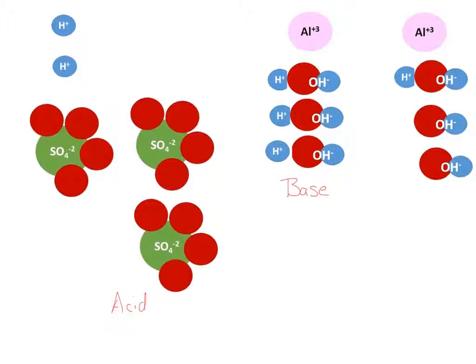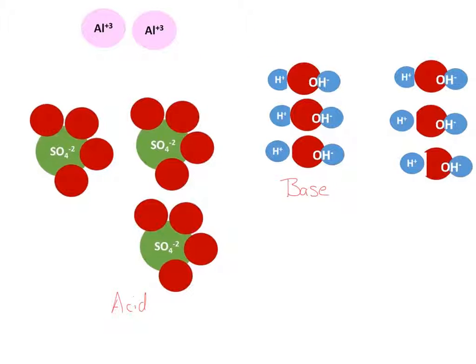Okay, so we have this right here, and we're going to finish moving our hydrogen ions next to our hydroxide ions. So we have our hydrogen ions and our hydroxide ions all paired up. So now what we have to do is pair up our sulfate ions and our aluminum ions. Now, let's take a look. Let's move our aluminum ions over here, and let's take a look at our overall positive charges.